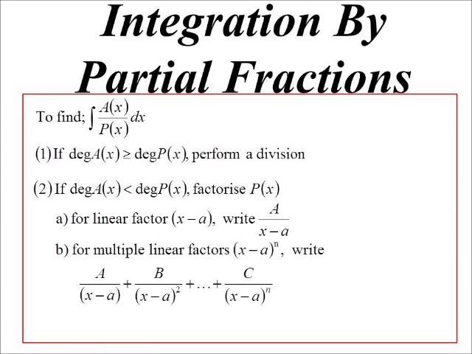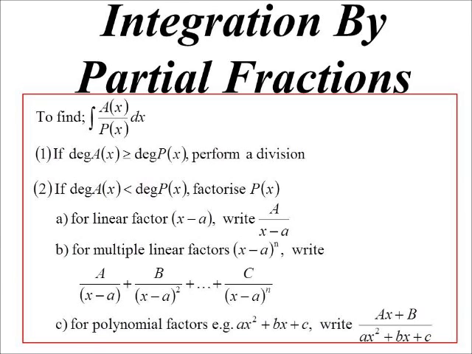Now, if you've got a power on one of them, the way I like to do it is I'll create a factor for each one of the powers. So if it was cubed, I'd end up with three fractions: a on x minus a, b on x minus a squared, c on x minus a cubed. It's very rare we get as high as cubed. Usually squares as high as we'll see, but you never know. Someone might feel nasty one day.